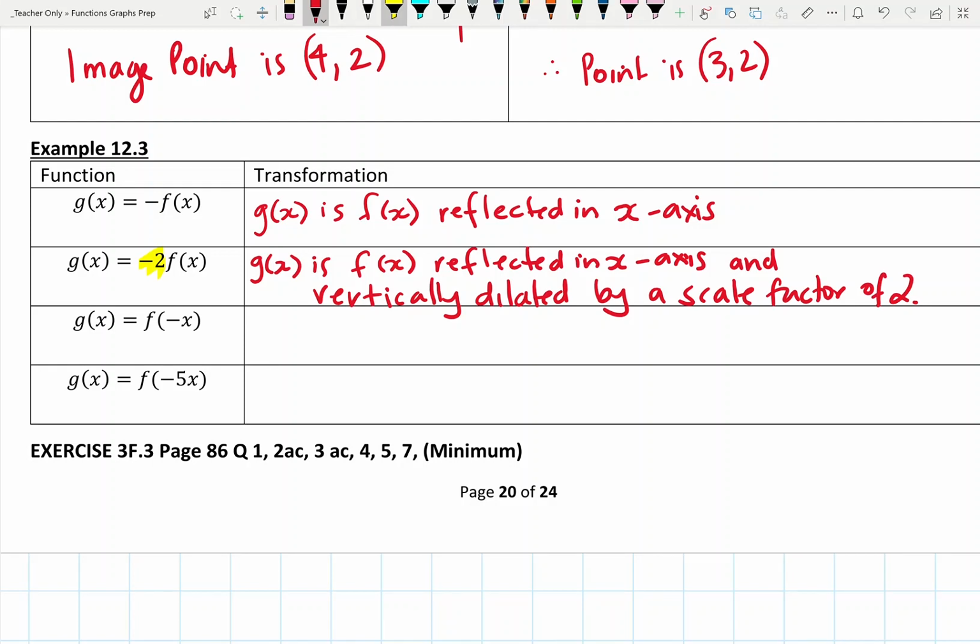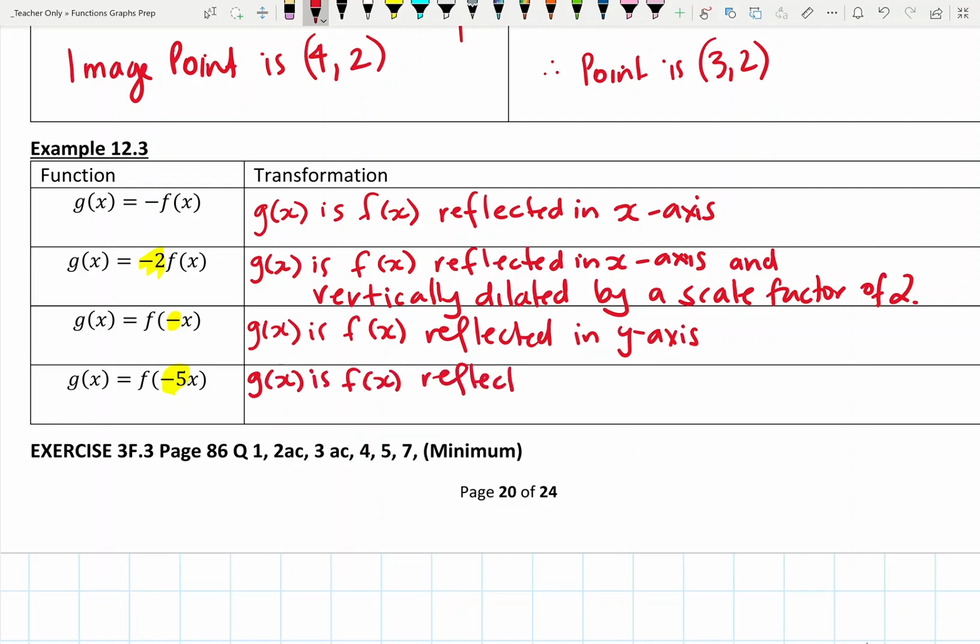In this one, we've got a negative factor of 1 inside the bracket, so g of x is f of x reflected in the y-axis. And on the last one, we've got a factor of -5, so g of x is f of x reflected in the y-axis, because the factor is inside. The factor applies to every x in the function.